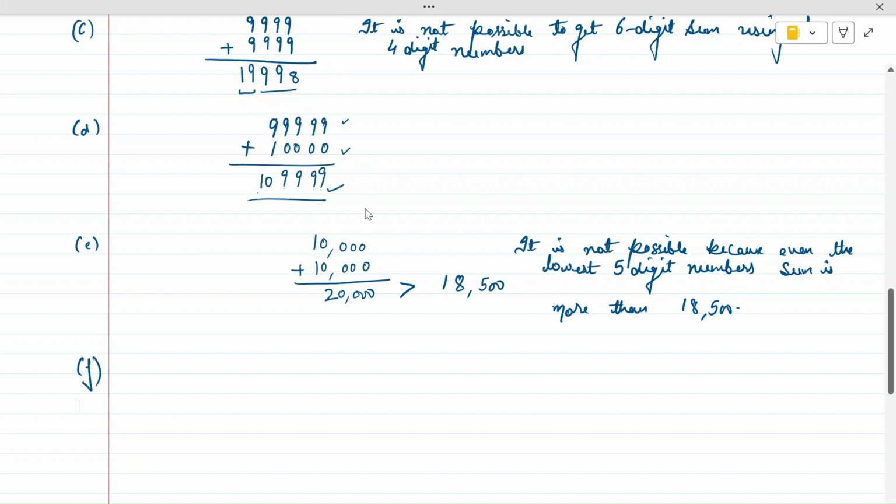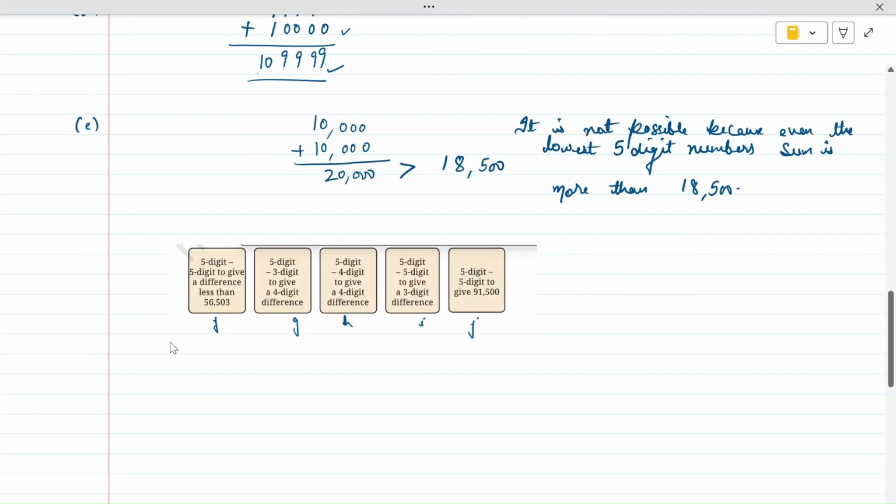Now moving to the F part. I have written these questions separately. I'm taking the F part now. So our F part is 5-digit minus 5-digit to give a difference less than 56,503. So now what we need here is two 5-digit numbers whose difference is less than 56,503.